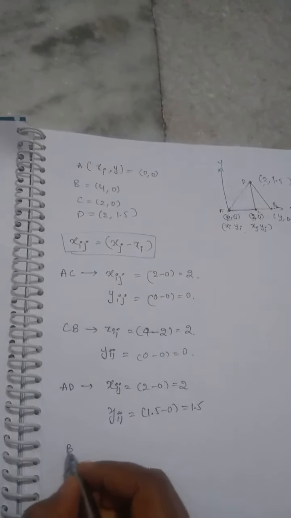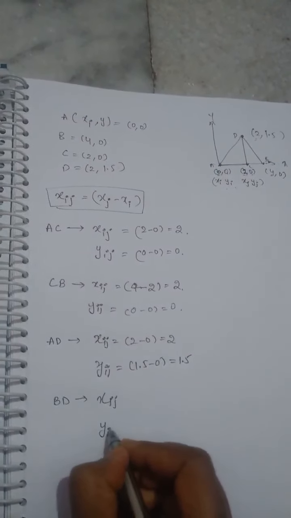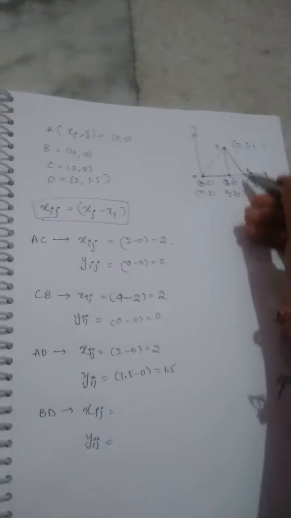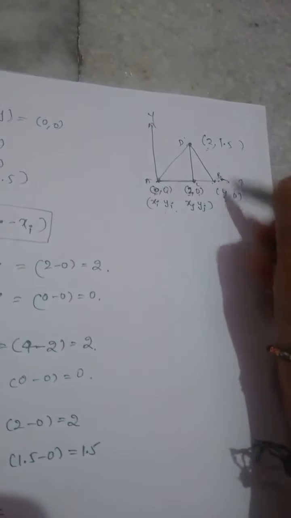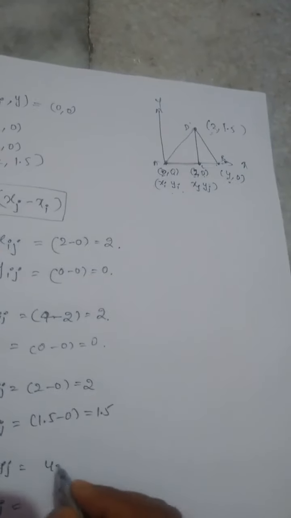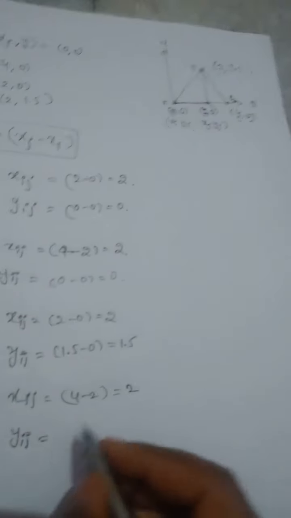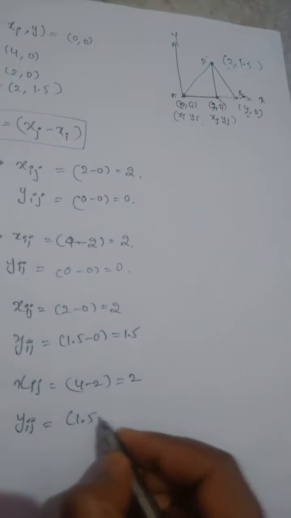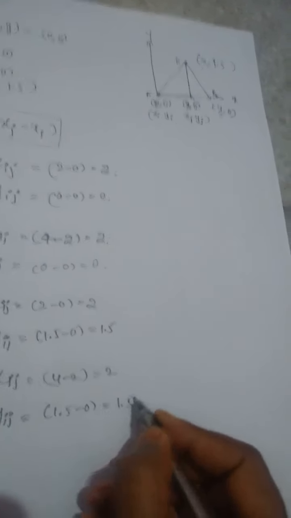Similarly for BD, xij and yij. The x coordinate is 4 for B and 2 for D, so 4 minus 2, you will get 2. And the y coordinates will be 0 and 1.5, so 1.5 minus 0 will be 1.5.